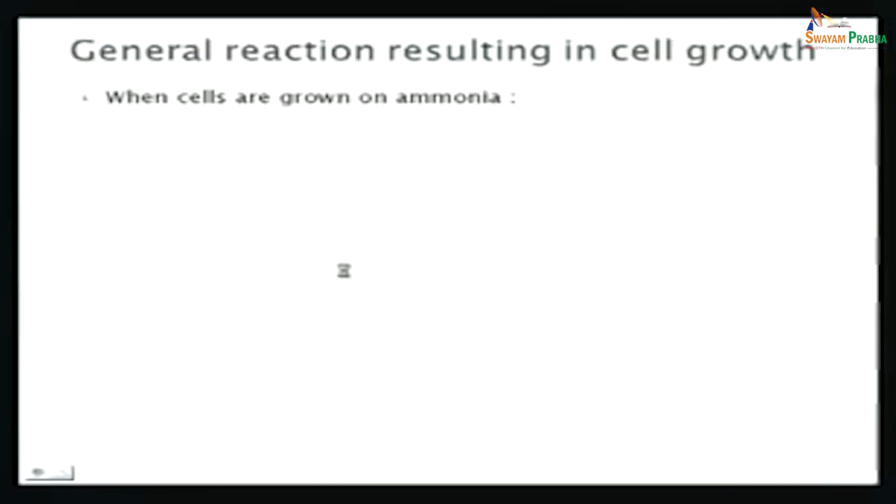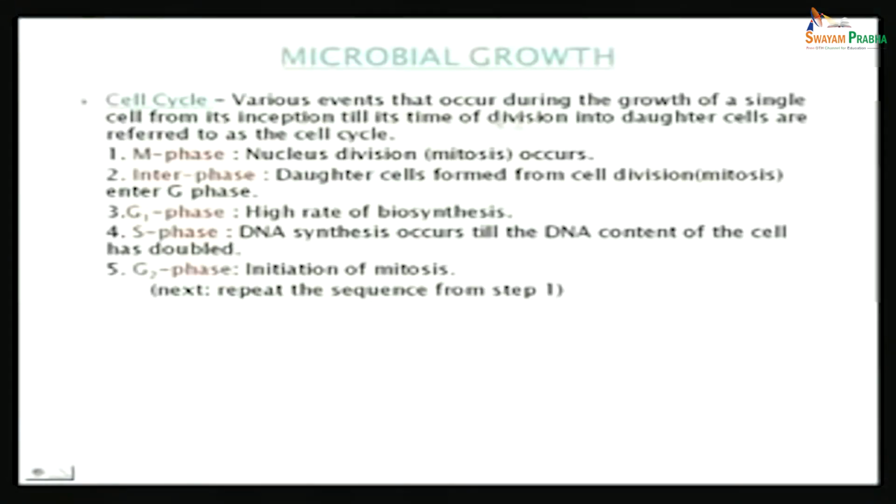Initially, if I am to go back here, this is the cell cycle. Initially the cells are born through mitosis and daughter cells are formed. You start with the M phase, the mitosis phase, then the interphase when the daughter cells are born, and then this is the phase that we are looking at, the high rate of biosynthesis, the G1 phase. The M phase is the nuclear cell division, mitosis, formation of the daughter cells.